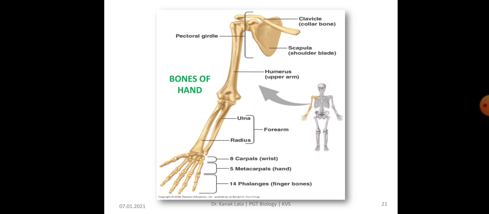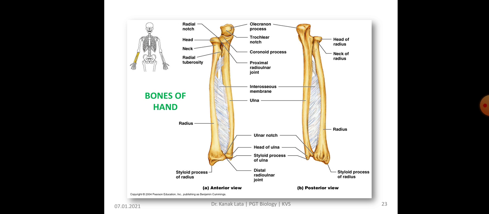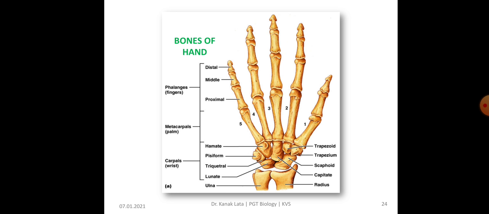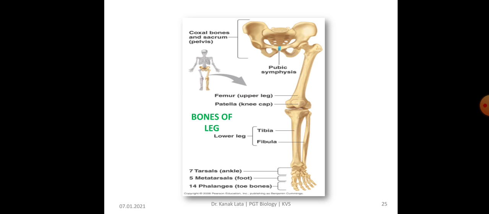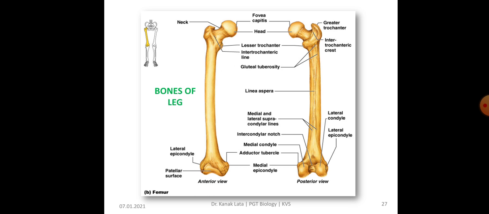This is the figure showing bones of hand. It is also about the anterior and posterior view of bones of hand. Here it is about the bones of hand showing carpals, metacarpals and phalanges. Now it is the bones of leg. Here it is about anterior and posterior view of bones of leg. It is the femur bone which is the largest bone of the body.